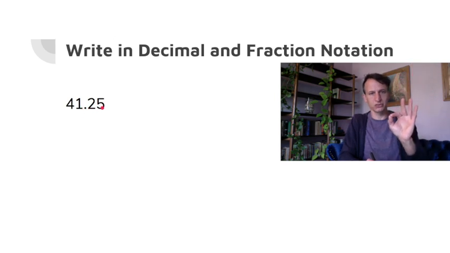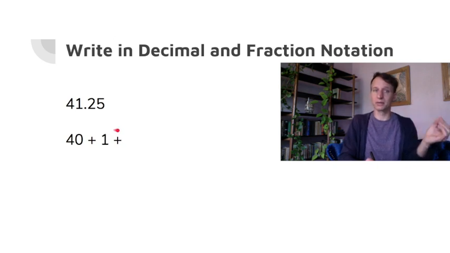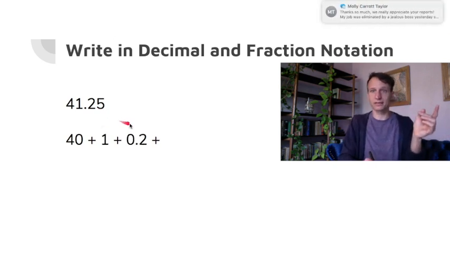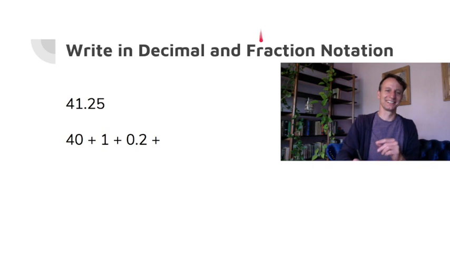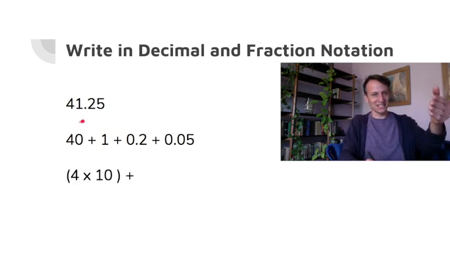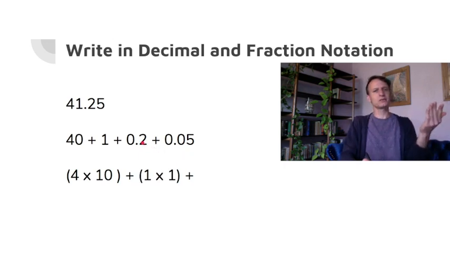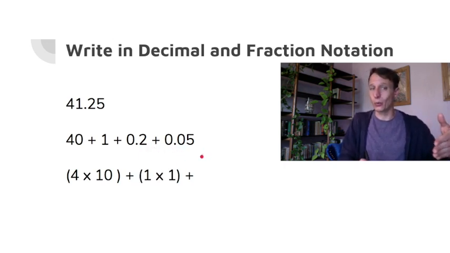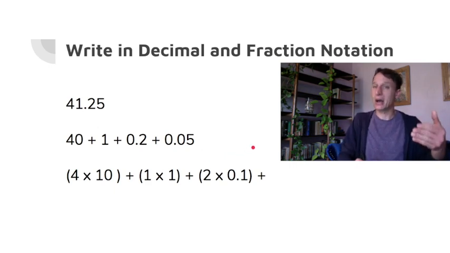41 and 25/100ths. 40 plus 1 plus 2/10 plus 5/100ths. And now in multiplication form, the 40 is 4 times 10. 1 is 1 times 1. 2/10 is 2 times 1/10. 5/100ths is 5 times 1/100th.